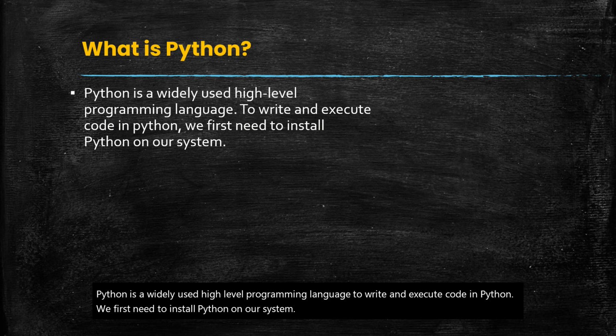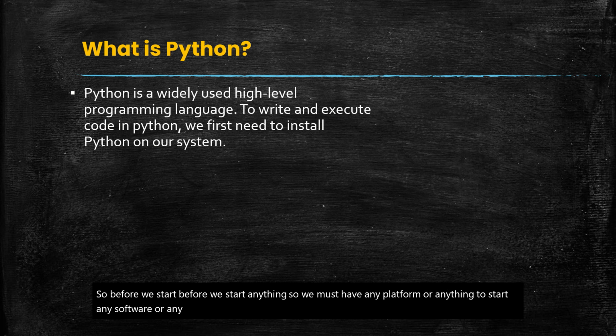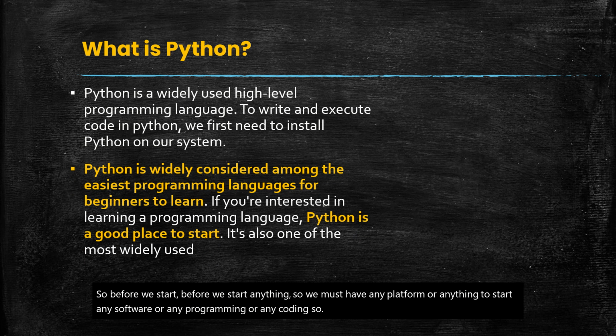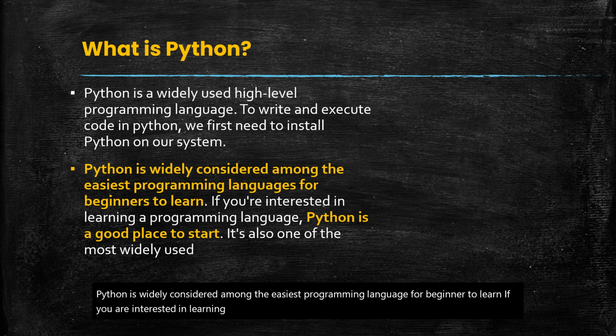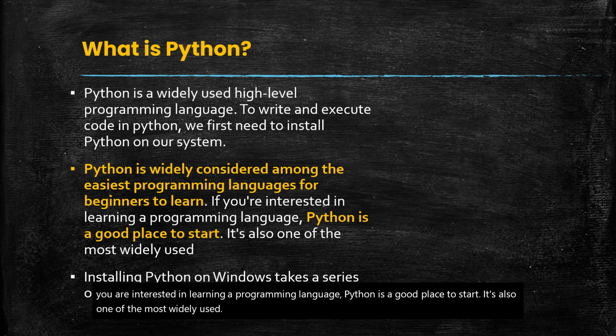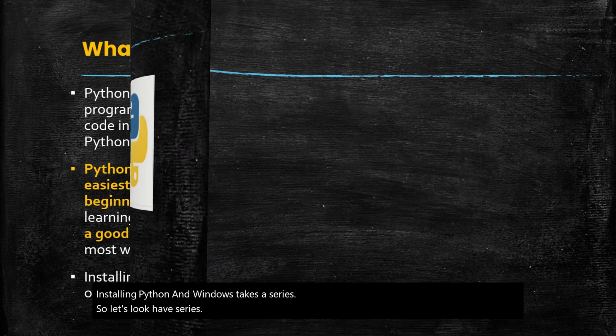Before we start anything, we must have a platform to start any software or any programming or coding. Python is widely considered among the easiest programming languages for beginners to learn. If you are interested in learning a programming language, Python is a good place to start. It's also one of the most widely used. Installing Python on Windows takes a series of steps. So let's look at how, as I mentioned earlier.